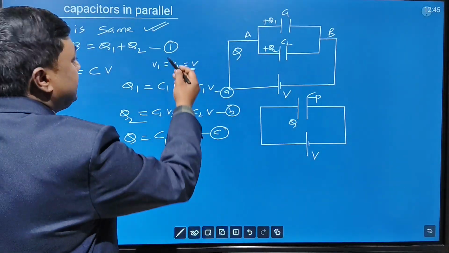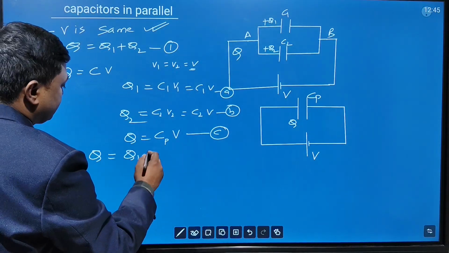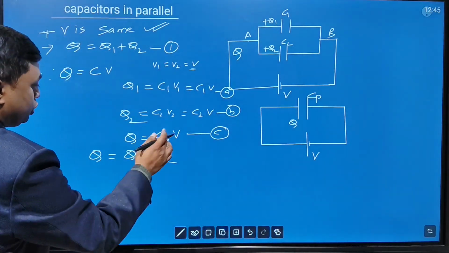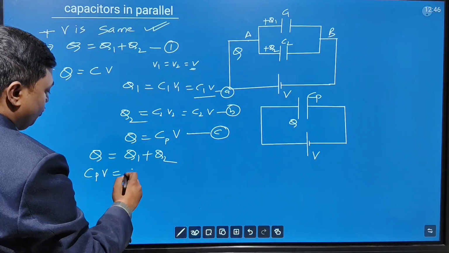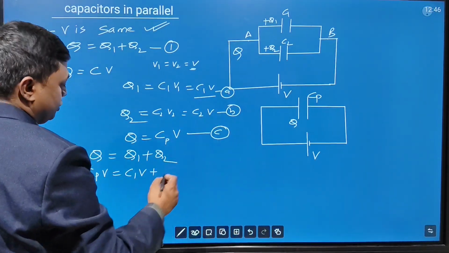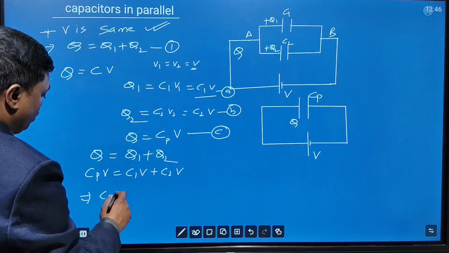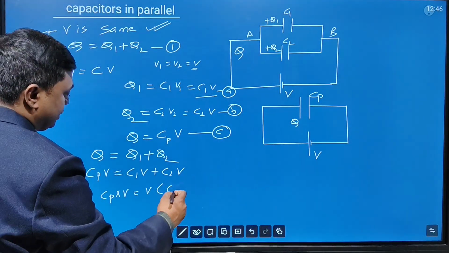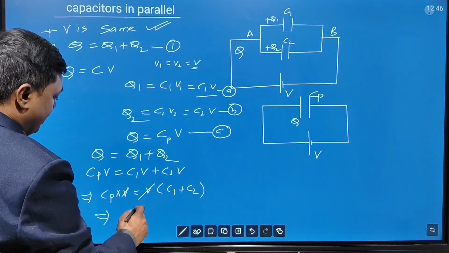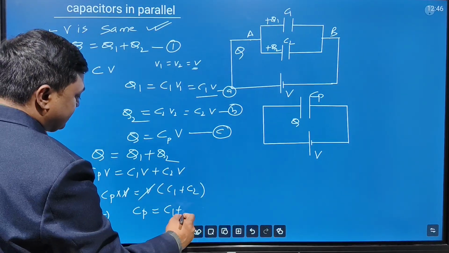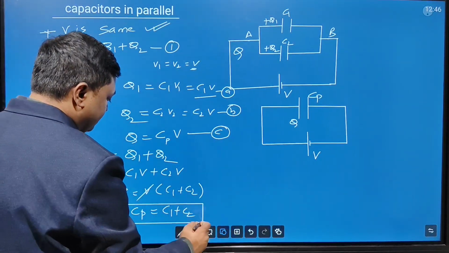Using equations A, B, C in equation 1: what is equation 1? Total charge is equal to Q1 plus Q2. And what is Q? Cp into V. What is Q1? C1 into V. And what is Q2? C2 into V. Can you take V common? Yes. So Cp into V, you can take V common, that is equal to C1 plus C2. So V gets cancelled, and finally we get Cp is nothing but C1 plus C2. So this is the derivation.